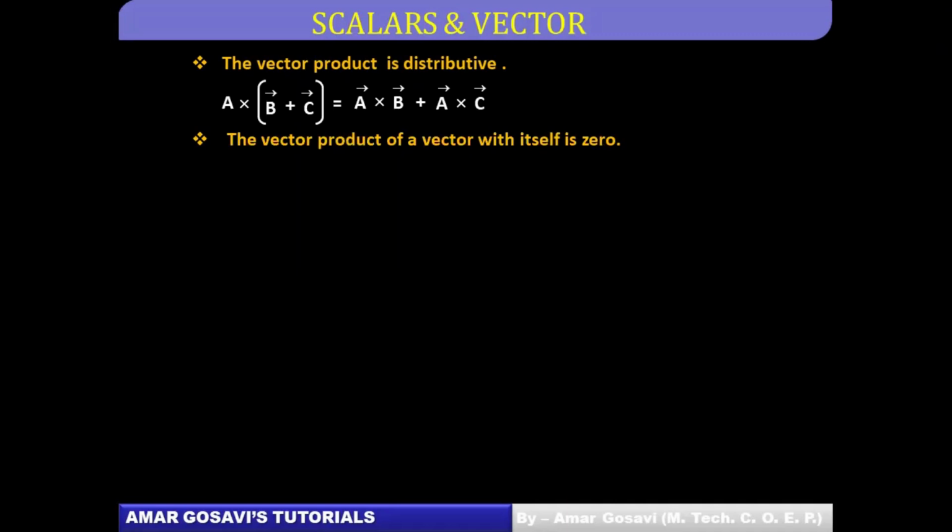Then the next thing which you need to understand is that the vector product of a vector with itself is zero. Why will the vector product with itself be zero? Because the angle between the two vectors, since it is with itself, is zero, and sine zero is zero. So A bar cross A bar has to be zero. Why zero? Because sine zero is zero. So you will see the vector product of a vector with itself is always zero.